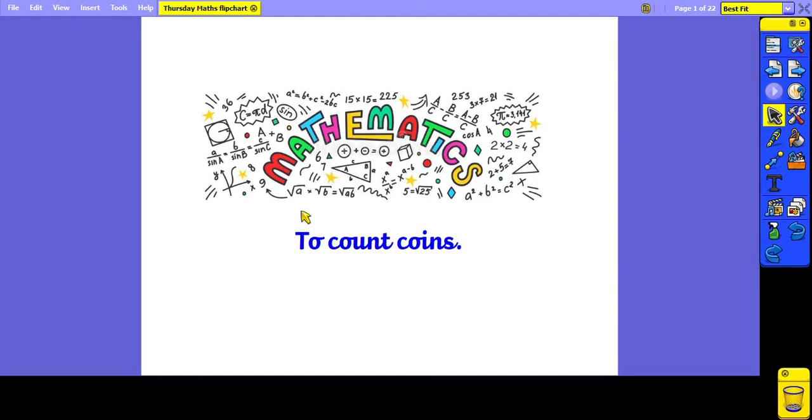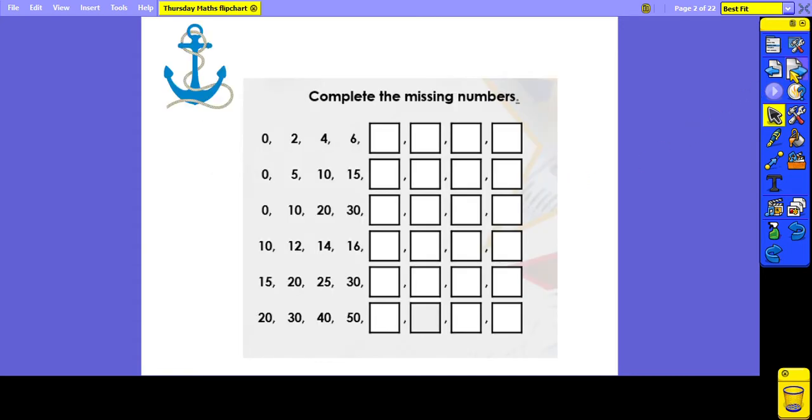Good morning, Year One. For today's maths lesson, you are learning to count coins. We'll begin with our anchor, and you are going to be counting in multiples of 2, 5, and 10 to complete the missing numbers. So, first of all, you're counting in 2s, then 5s, then 10s, and then back to 2s, 5s, and 10s again. So pause the video now and have a go.